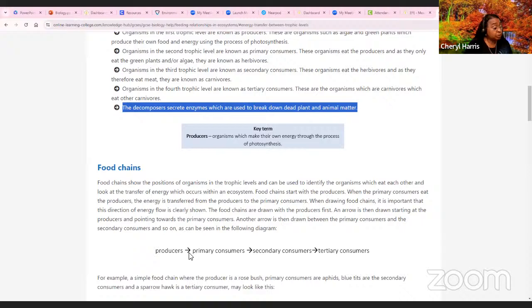And the arrow is important, and the direction that the arrow points is important also, because it tells you the direction of energy flow. Energy is flowing from the producer to the primary consumer, to the secondary consumer, to the tertiary consumer. So just write the word food chain and then write the example: producer, primary consumer, secondary consumer, tertiary consumer. And again, don't forget the arrows because they are important.